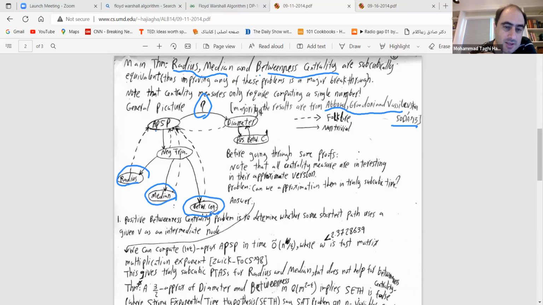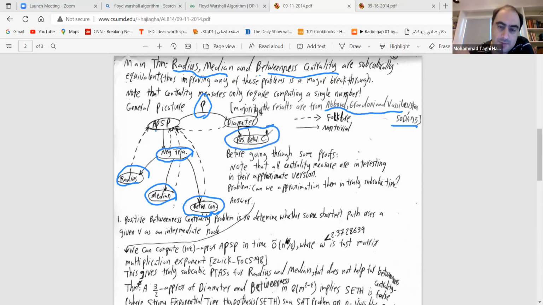So that is a very interesting problem. These actually go through this negative triangle, which I will define. And for diameter, there is another one called positive betweenness.